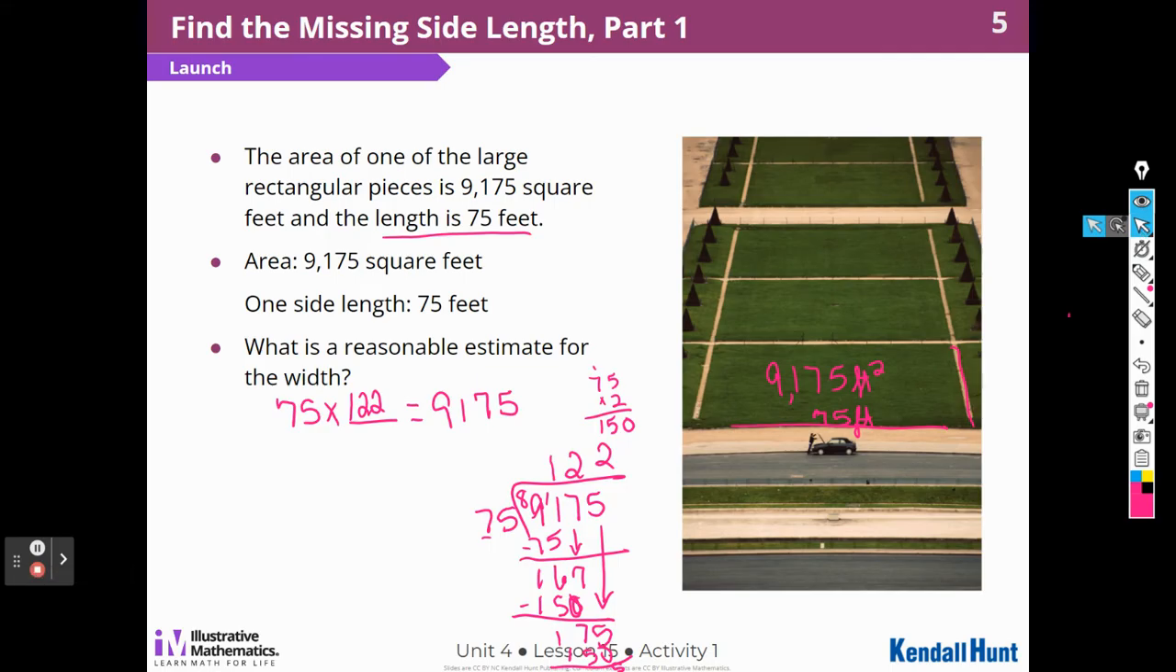Okay, let's see what they ask us to do next. How can we find the exact length of the garden? And that's how we did it. We would divide, right? And there's going to be some left over. There's going to be a 25.